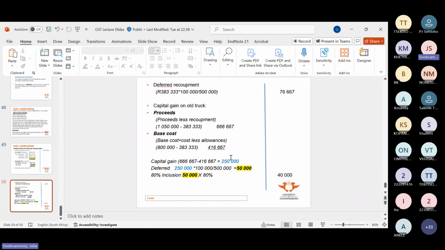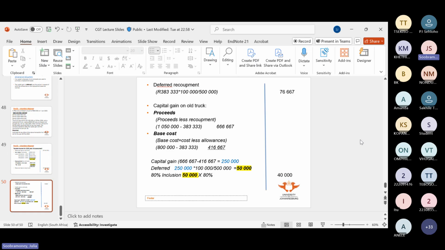So how much do I defer? Same basis as you deferred the recoupment. You're going to say deferred capital gain, 250 multiplied by 100 divided by 500. Or you can say multiplied by 20%. It's exactly the same thing. How much of the 50 is taxable? Only 80% will be taxable and will be included in my income, taxable income calculation.